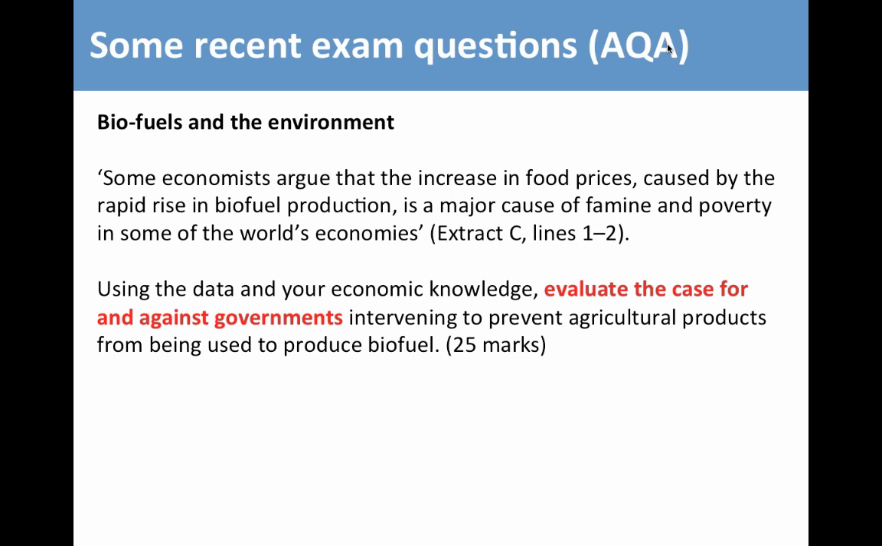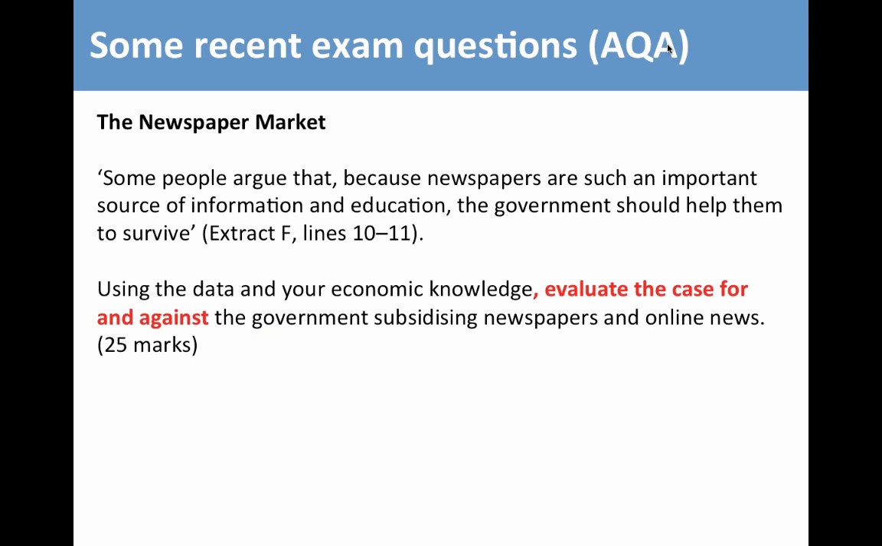Just briefly, AQA do something slightly different. They have a 25-mark question at the end. And oftentimes they ask you to evaluate the arguments for and against something. It requires a slightly different approach. In this case, arguments for and against the government intervening to prevent farmers giving over their land to produce biofuel instead of crops for food, for example. Now, another question on the same paper looked at the newspaper market. And again, the command words are the same. Using the data and your own knowledge, evaluate the case for and against subsidizing newspapers and online news.